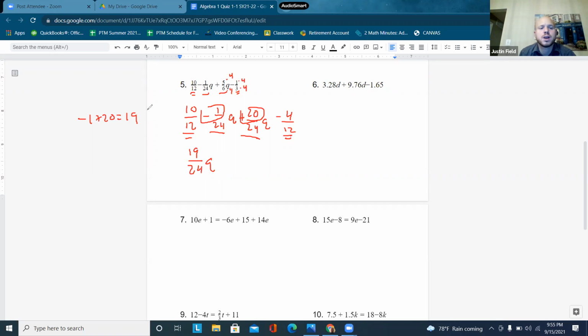19/24 q. And what is 10 and a negative 4? Hopefully you're saying 6. That's right. 6/12. Of course, that reduces to 1/2, but I told you you didn't have to reduce. So no one lost points for leaving it as 6/12. But this is technically the real final answer, isn't it?